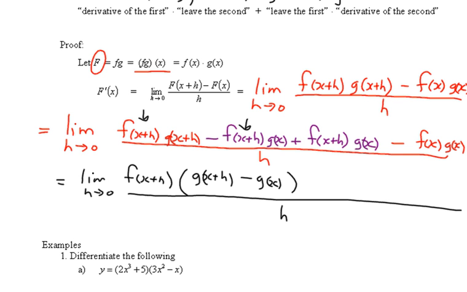And then in the last two terms, what's in common? What's in common in the last two terms? g of x. So take it out. And then what do I have? f of x plus h minus f of x. No, you don't have to memorize all this. You just have to understand it. Okay.